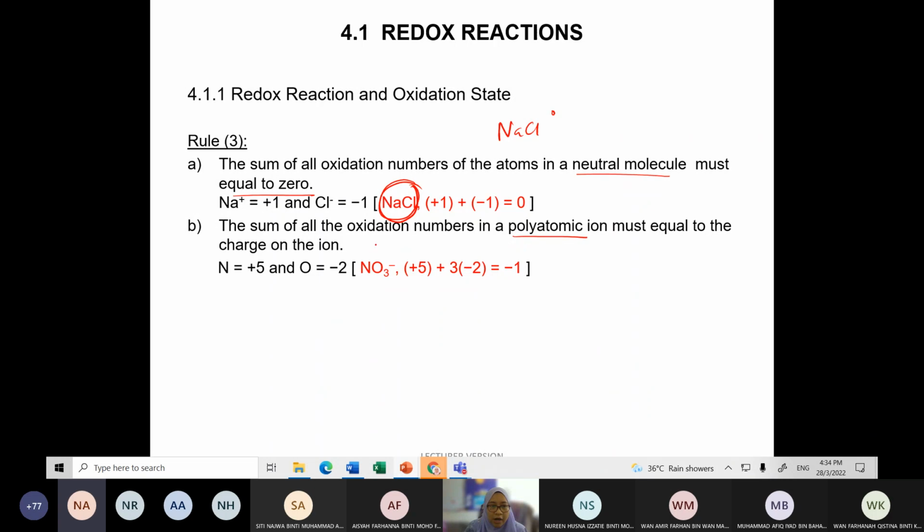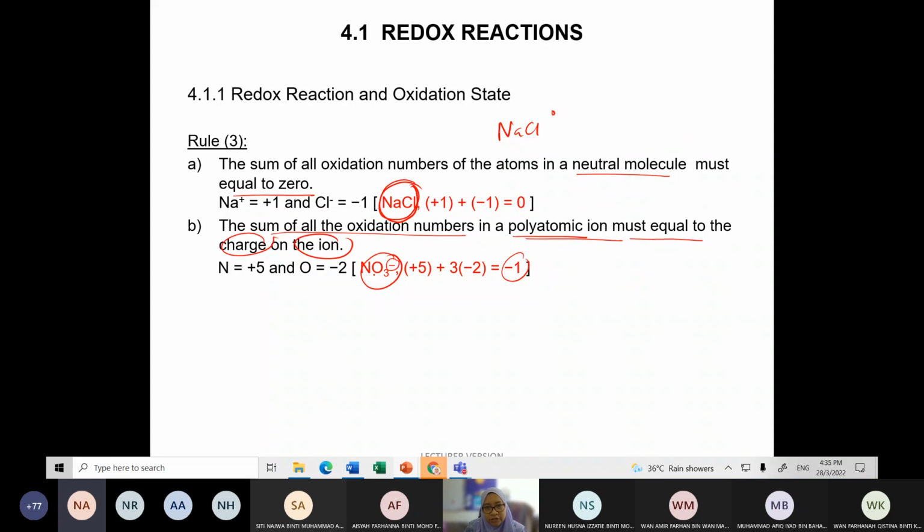Okay, alright. So how about if it is a polyatomic ion? How do we determine the oxidation number for polyatomic ion? Sama juga. So the sum of all the oxidation number, kita akan sumkan, totalkan all the oxidation number of the species in the polyatomic ion, and it must equal to the charge on the ion. For example, NO3 minus. So what is the oxidation number for NO3 minus, guys? Normally it will be the same as the charge of the polyatomic ion. Tapi macam mana kita justify? How do we prove that it is equal to -1?